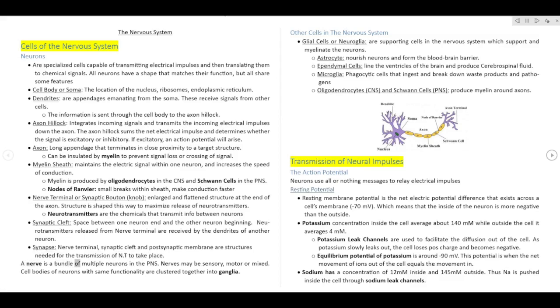A nerve is a bundle of multiple neurons in the PNS. Nerves may be sensory, motor, or mixed. Cell bodies of neurons with the same functionality are clustered together into ganglia.